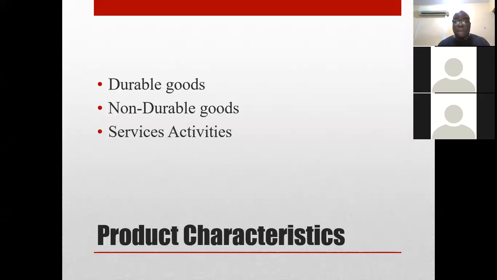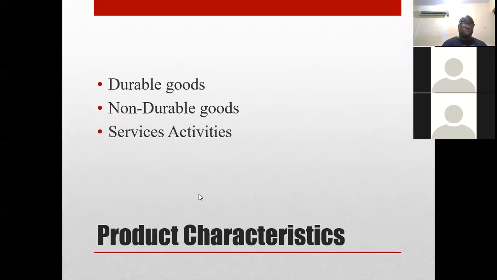So non-durable goods are drinks and things that I go to eat. Most of anything food is a non-durable good. Then service activities are services, so those are intangible products that you cannot see or touch or feel. But there are services that people render to you.